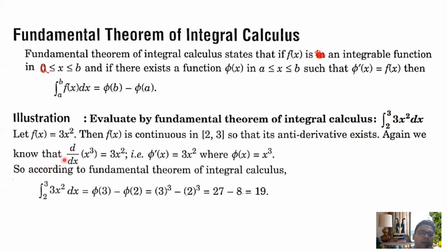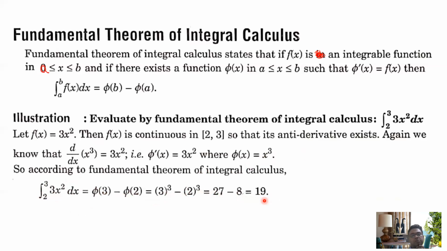Again, we know that d/dx of x³ is equal to 3x². So that is φ'(x) = 3x², where φ(x) = x³. So according to the theorem, the integral from 2 to 3 of 3x² dx is equal to φ(3) minus φ(2). What is φ(3)? φ(x) is x³. So that is 3³ minus 2³, that is 27 minus 8, equals 19.